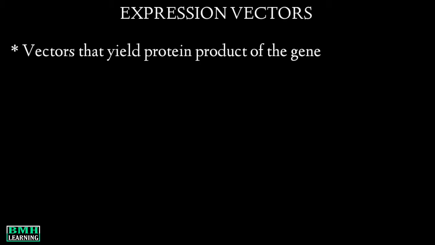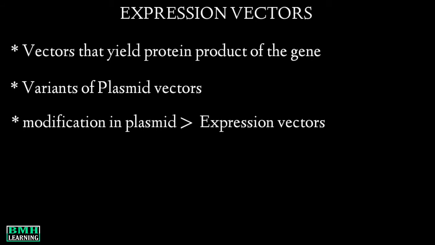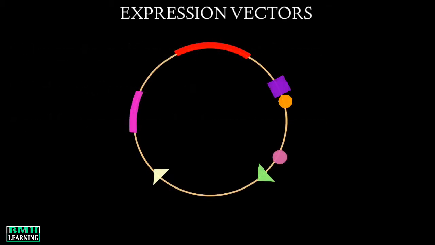We already know about the plasmid vectors, and these expression vectors are nothing but variants of plasmid vectors. These vectors are produced as a result of certain modifications and manipulations in the basic design of a plasmid vector. When such type of vector is engineered, it would look like this. So let's know about the different components and the elements which make this vector.